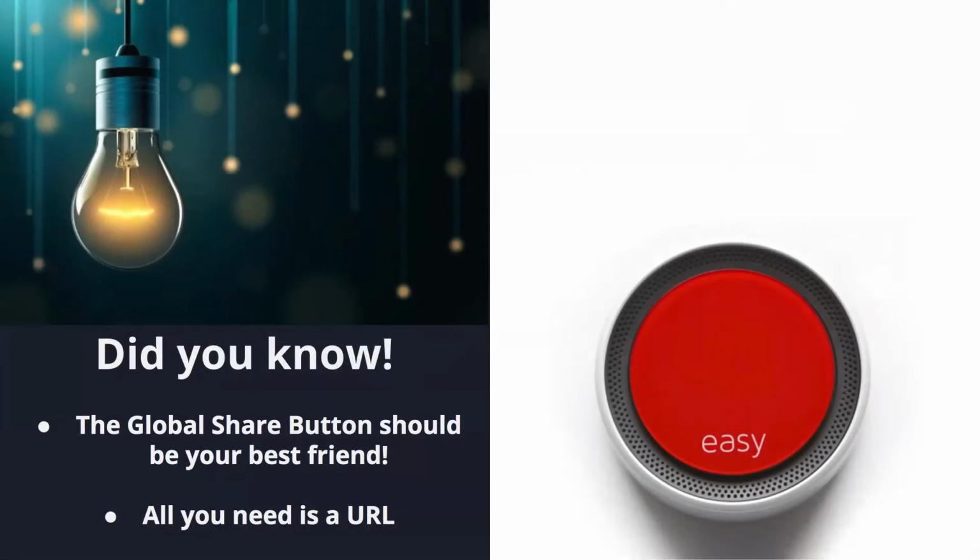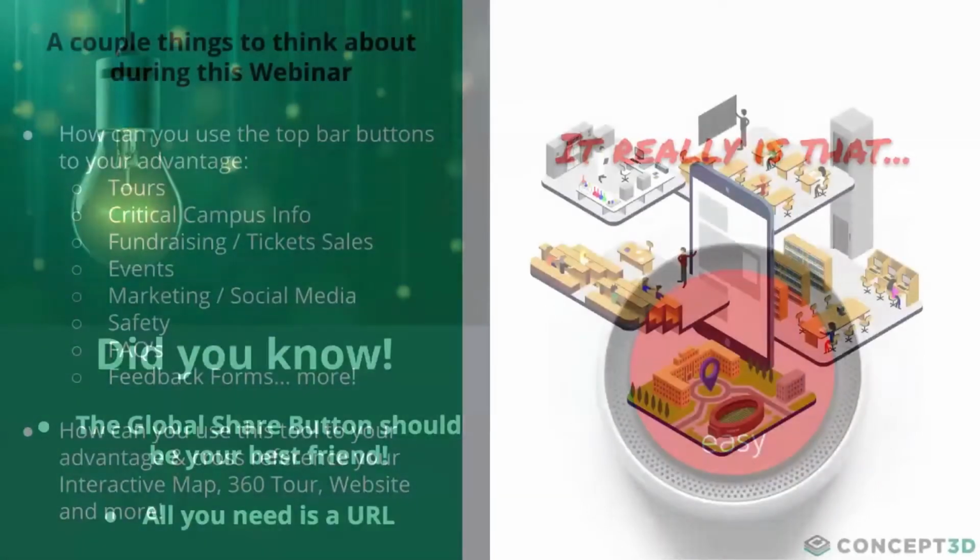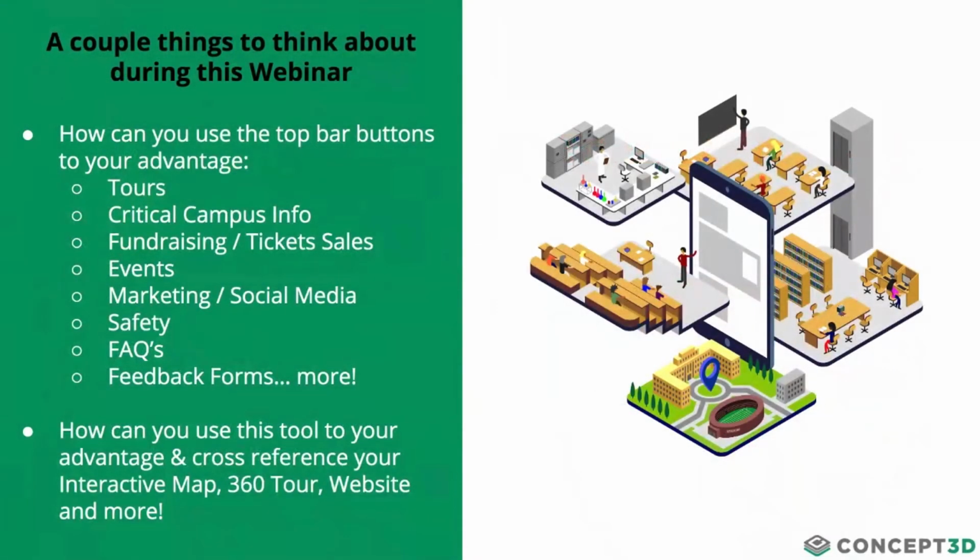Did you know the global share button should be your 100% best friend? For those of you that don't know the global share button, it is the little share button up in the top right-hand corner of the front end. You can do it through the back end, but there's no reason to. You can do it right on the front end as well. So a lot of people can do it regardless of whether they're an admin or not. And all you need is a URL to create these experiences. It is really that easy, everybody, and you're going to see it's a lot of fun as well, and you can get that information out real quick with the 1-2 click.